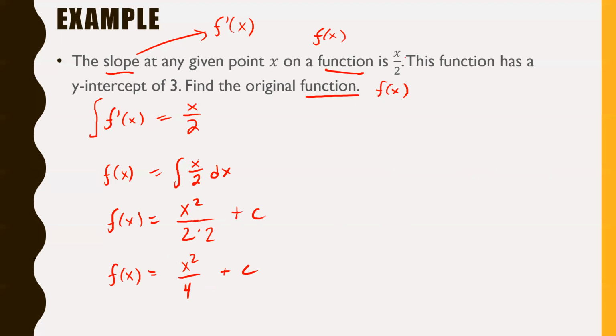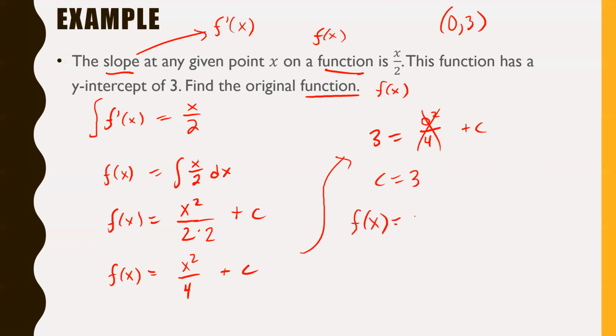But we were actually given an initial condition. The y-intercept was 3. Well, the y-intercept, of course, happens at the point (0, 3). x is 0, y is 3. So we can just plug those numbers in to solve for our c value. Remember, y is always the same thing as f of x. So we can say 3 equals 0 squared over 4 plus c. Not a big surprise that 0 squared over 4 is just 0. So we can say c is equal to 3. And therefore, we can finish off our function. It's f of x equals x squared over 4 plus 3.